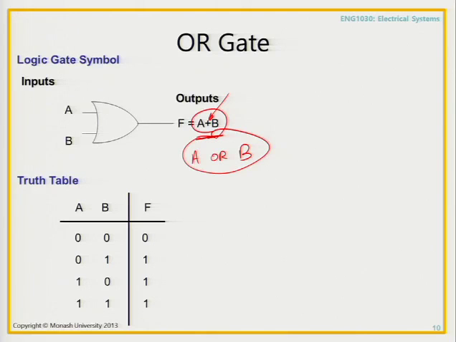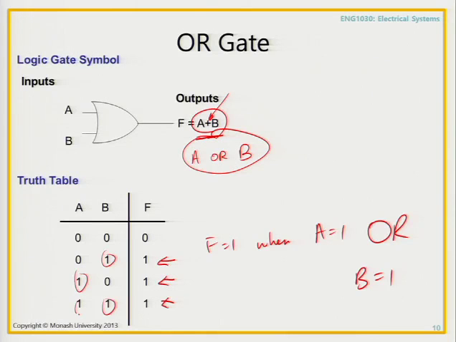Now, the truth table for an OR gate. The truth table for an OR gate is different to the AND gate, but the name of the gate makes sense because you'll see that the output F equals 1 when A equals 1 or B equals 1. So when either of these is equal to 1, the output is equal to 1. So the only time the OR gate gives a 0 is when A is 0 and B is 0. Okay? That's the only row that gives a 0.